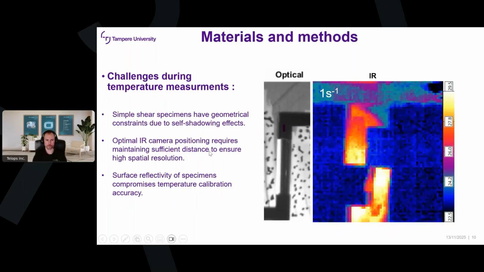Other challenges were the positioning of the IR camera. We had many cameras and instruments, so it was really difficult to go as close as possible to get high spatial resolution. So it was really challenging to know the best position of the IR camera. And also we had some shininess on the surface of the specimens, so it compromised our calibration accuracy. And these are the challenges that we faced in our measurements.